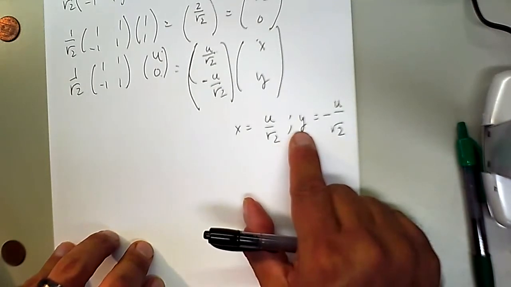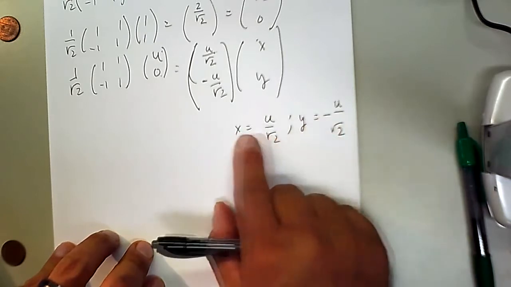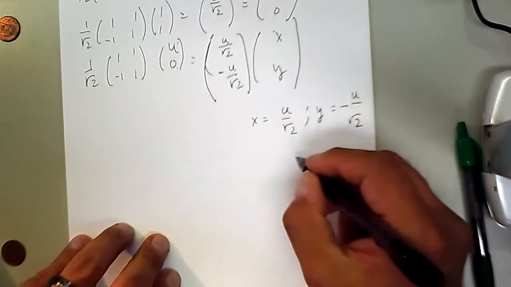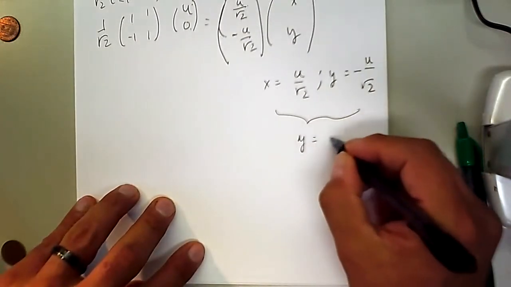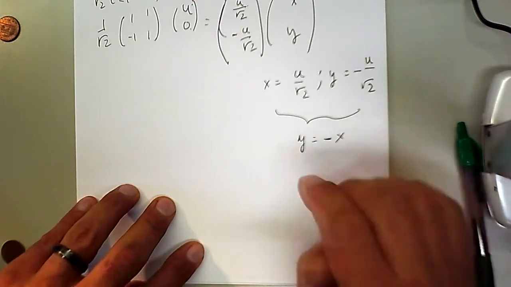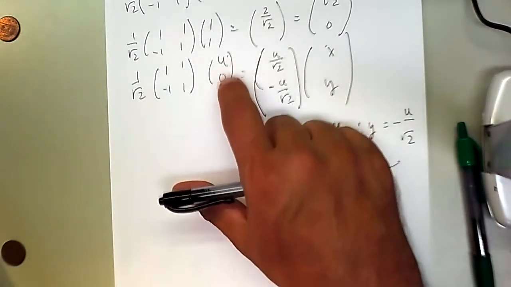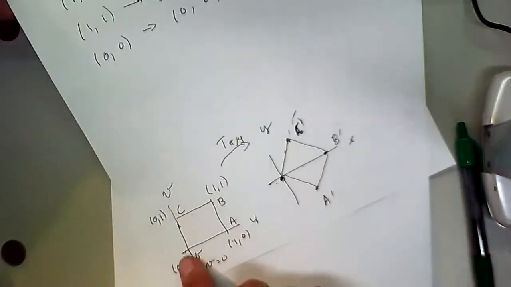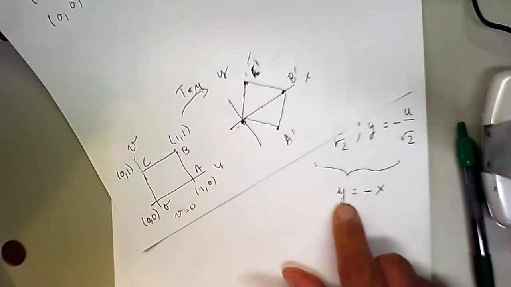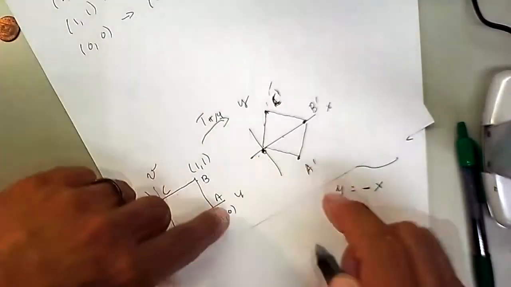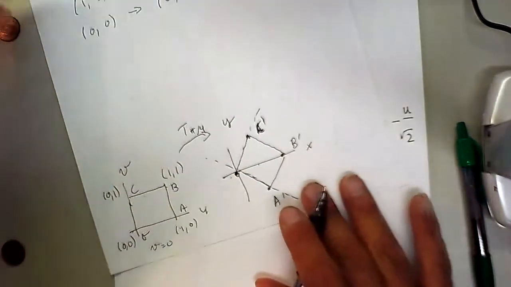So if Y is the opposite of what X is, that means that we can just write down an equation. Consolidating those two, we have that Y equals the opposite of X. So the line V equal to 0, which is this line down here, becomes on this plane the line Y equals negative X, which is this line.